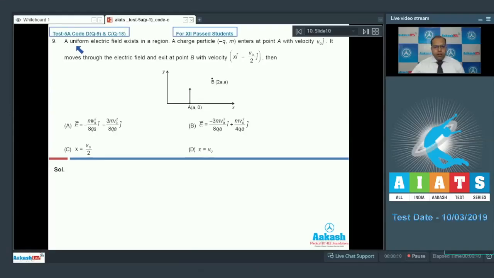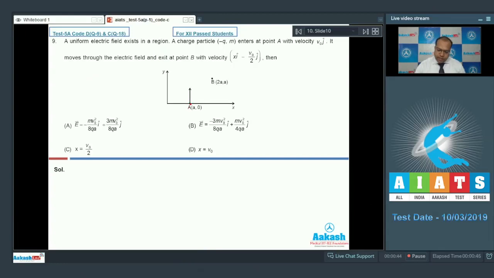In question number 9, a uniform electric field exists in a region. A charged particle having charge minus q and mass m enters at point A with velocity v naught j cap. It moves through the electric field and exits at point B with velocity given by this expression. Then we have to check the validity of given options. So first of all, let's analyze the situation.